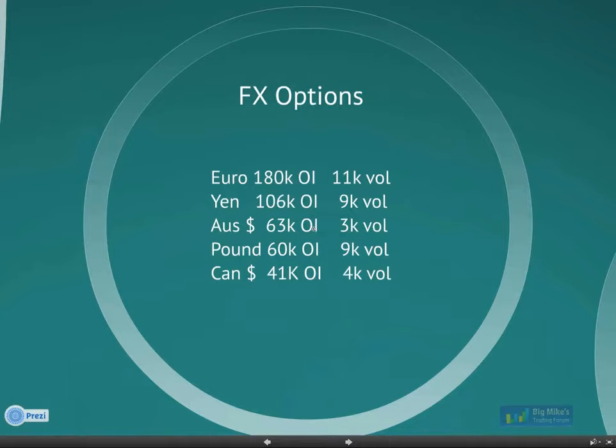Aussie dollar 63,000 open interest, but only 3,000 volume. British pound 60,000 open interest, 9,000 volume. Canadian dollar 41,000 open interest, 4,000 volume.